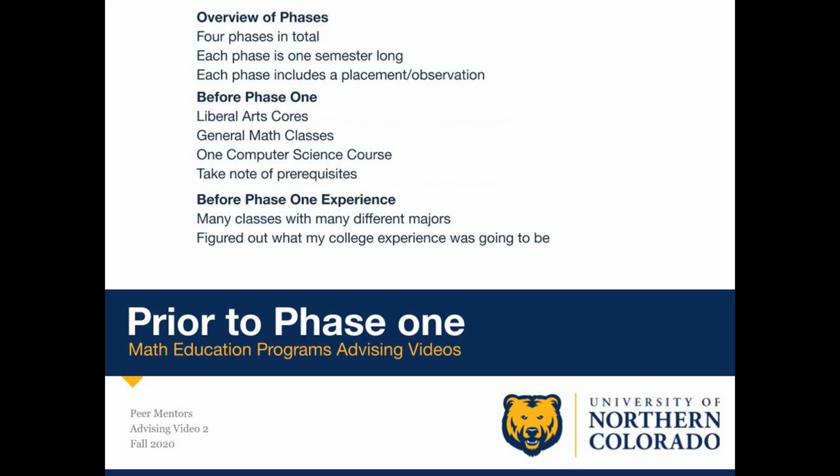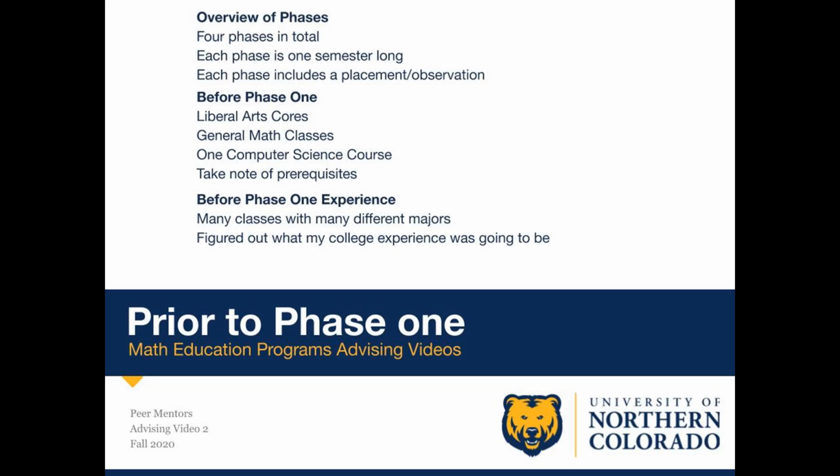The mathematics education programs have 4 phases that correspond with a placement for each. A phase of a program usually lasts as long as a semester. Phase 1 usually begins during a student's second year. However, some students start Phase 1 during their third year. Prior to Phase 1, students typically take multiple liberal arts core classes and general math classes each semester, with one computer science course usually during their first semester.